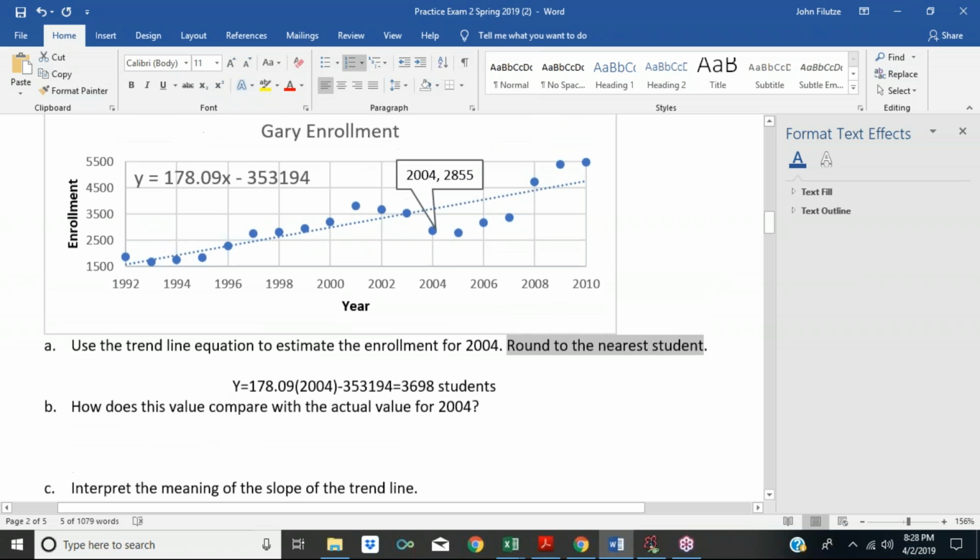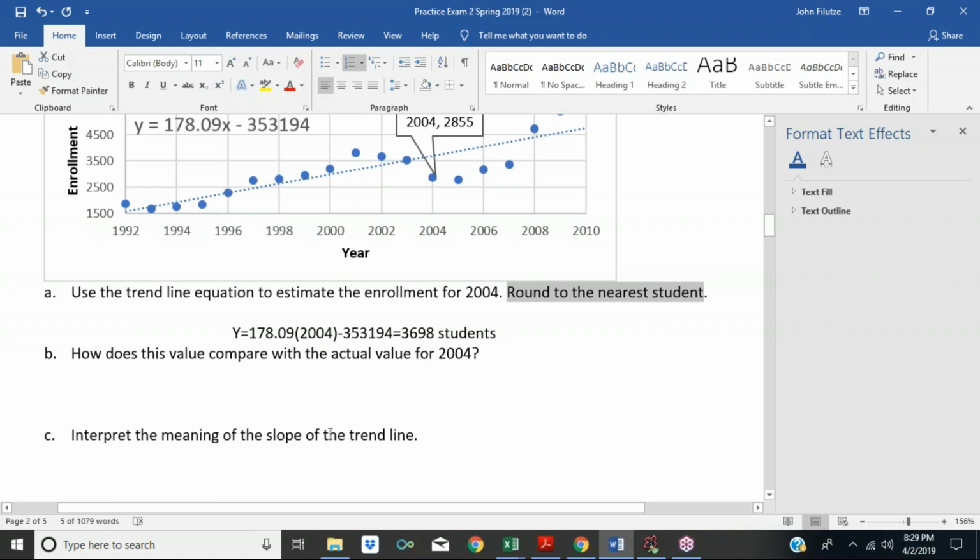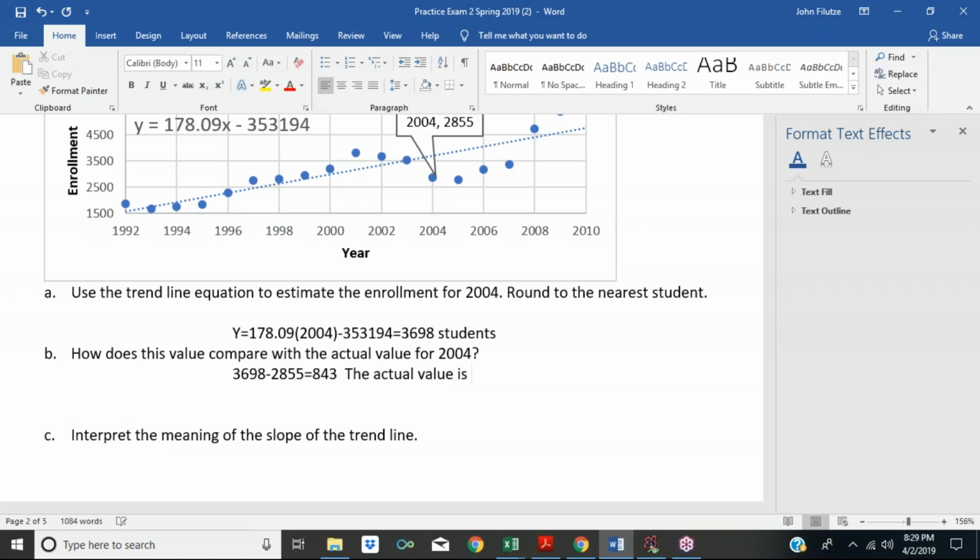And then it says, how does it compare to the actual value? Well, the actual value was 2855, so the estimate is greater than that, and you could say it's more by, let's see, 3698 minus 2855. It looks like a lot. I don't know how many that is. What is that? 843. Thanks in the chat box. You guys are awesome. So we could say the actual value is 843 students less than the model.